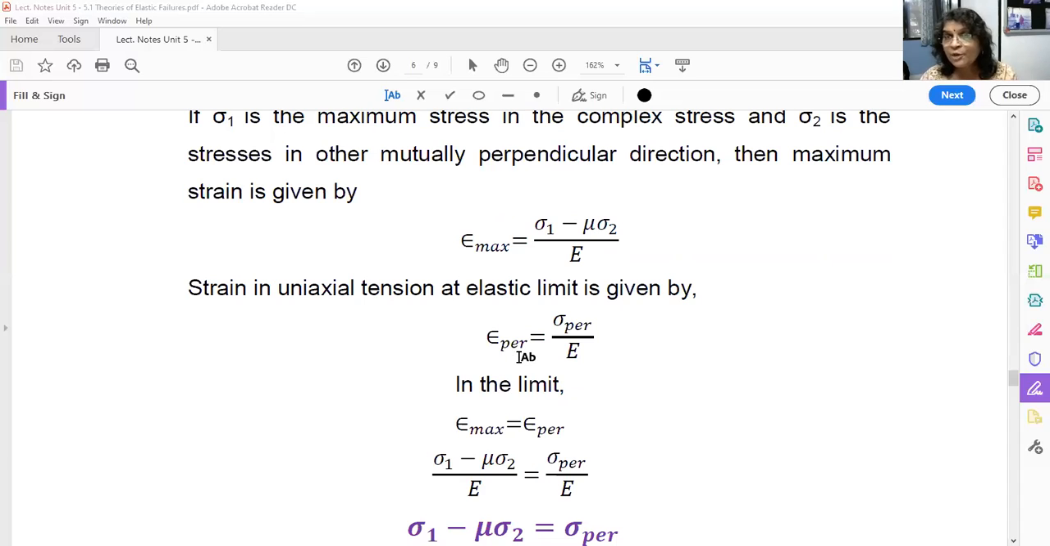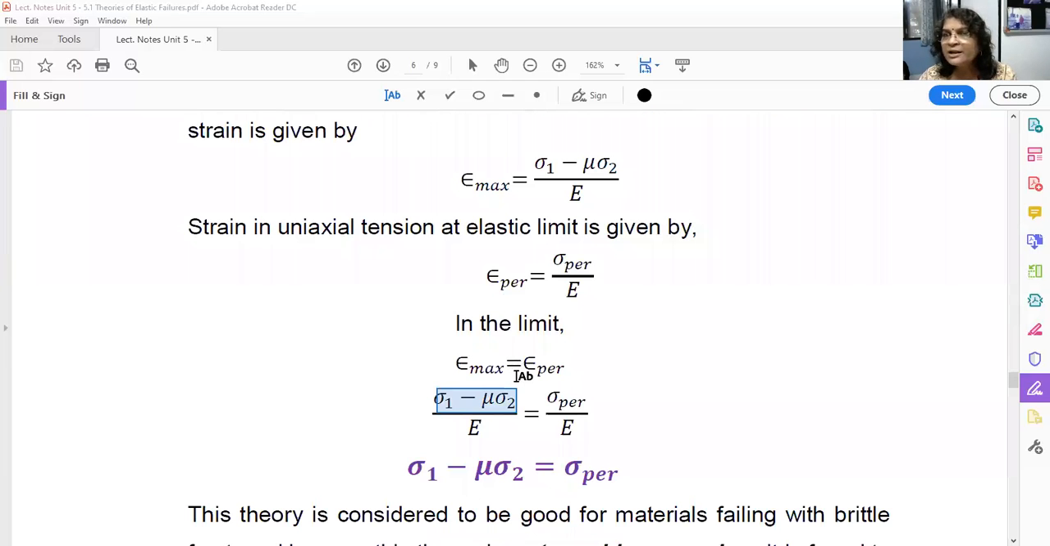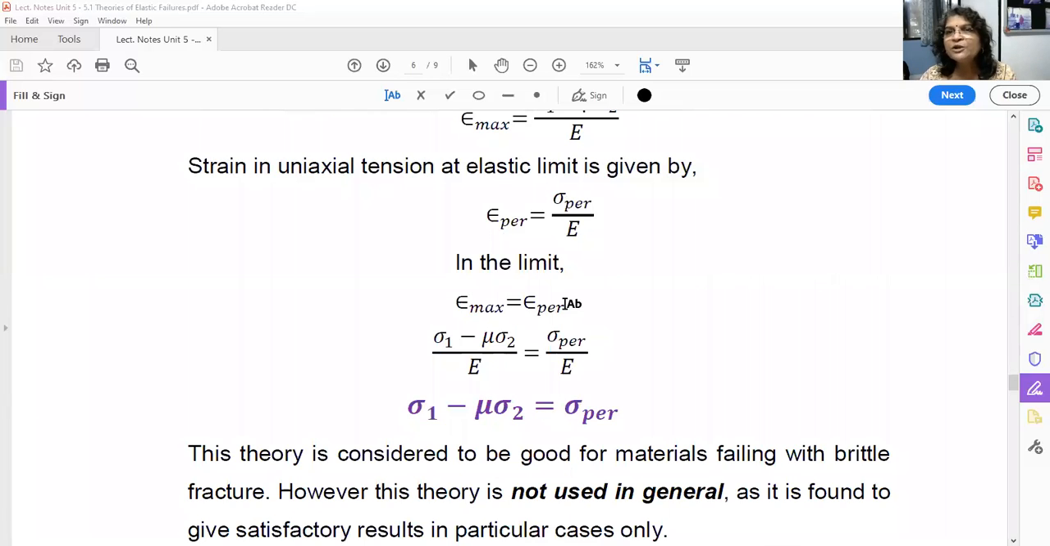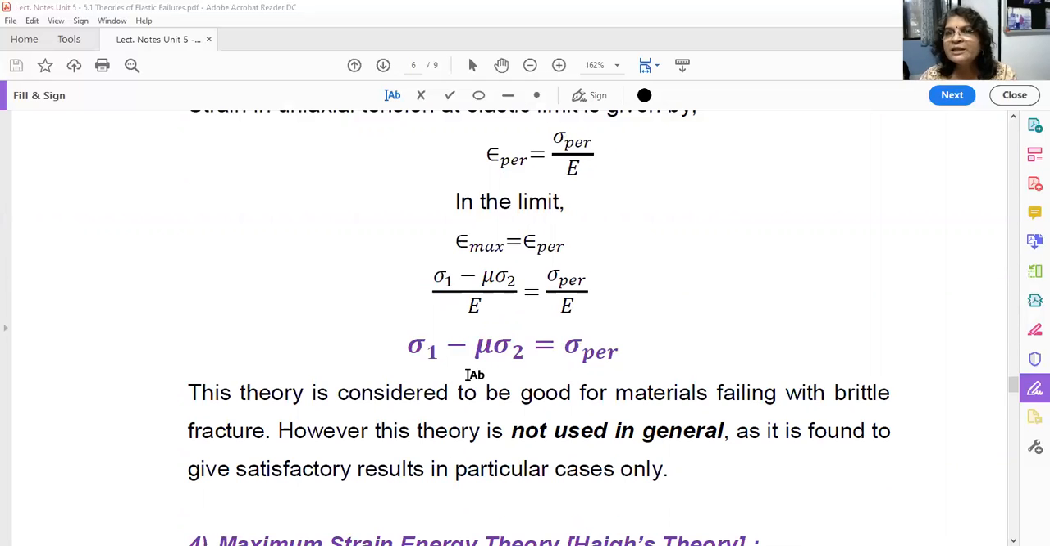Purposely I have put here the word permissible, because in every book you will not find the permissible word, but to understand easily or to remember easily, permissible means up to that value only it is permissible. If you go beyond this value, the material is going to fail. So epsilon maximum should not be greater than epsilon permissible. So in the limit, epsilon maximum should be equal to epsilon permissible. What is epsilon maximum? Put this value, (sigma 1 minus mu sigma 2) by E is equal to, put the value of epsilon permissible, sigma permissible by E. E is going to be cancelled out. So what is remaining? Sigma 1 minus mu sigma 2 is equal to sigma permissible.